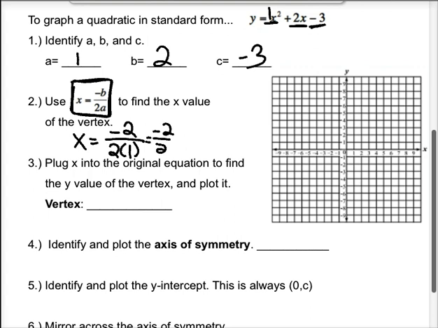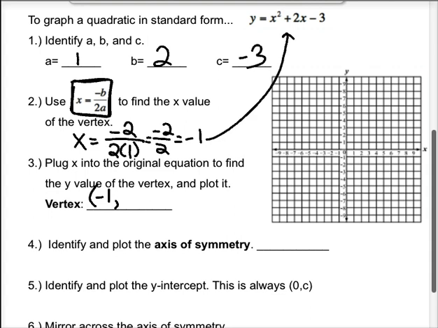So negative 2 over 2 gives me negative 1. All right, so that's the x value of my vertex. Okay, so I'm even going to put that in. X value of my vertex. How do I find my y? Well, I have an equation for that. And the equation is actually the original one that we started with.